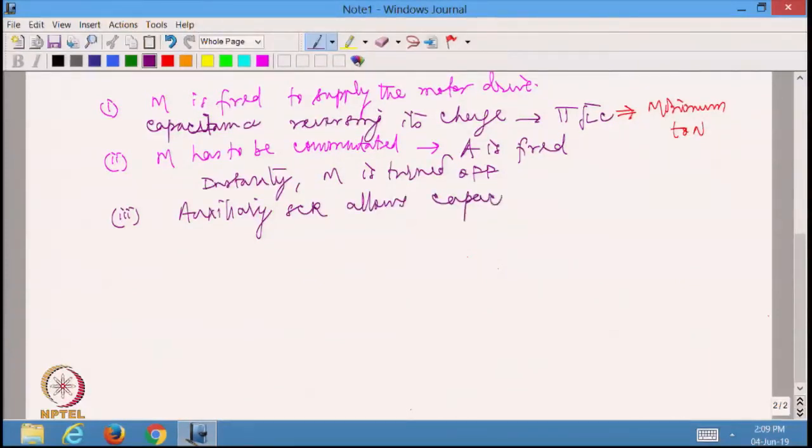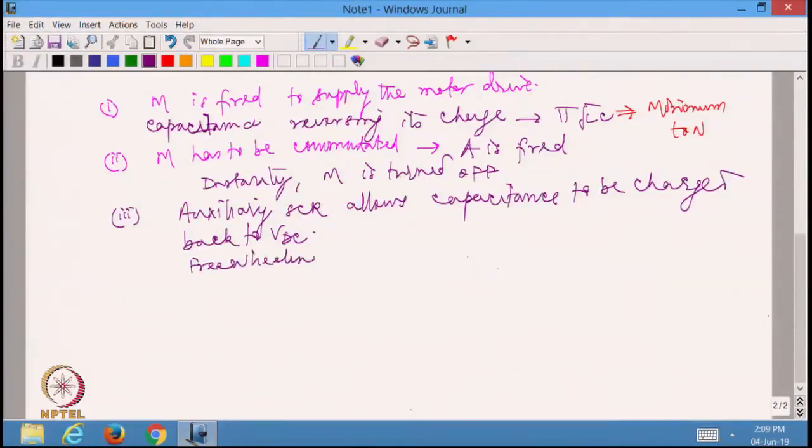the capacitance to be charged back to VDC. So, it will be ready for the next cycle of operation. After this, the freewheeling diode takes over.